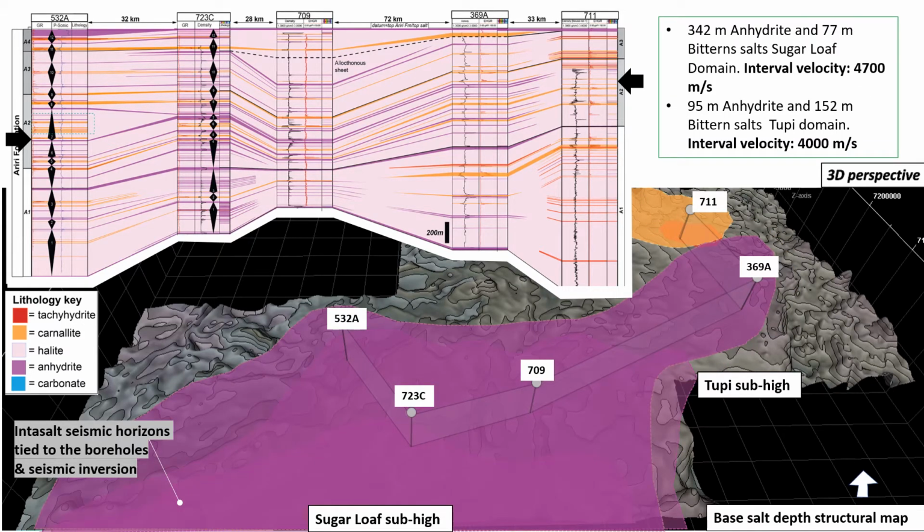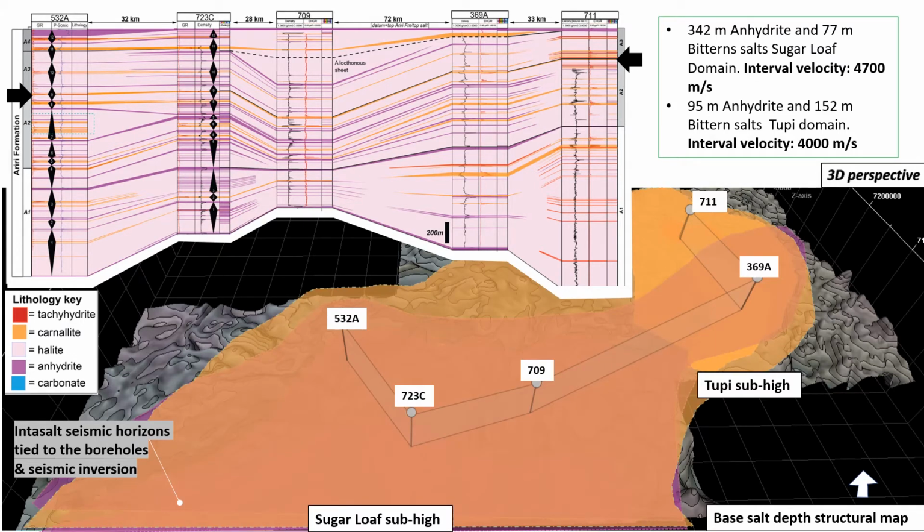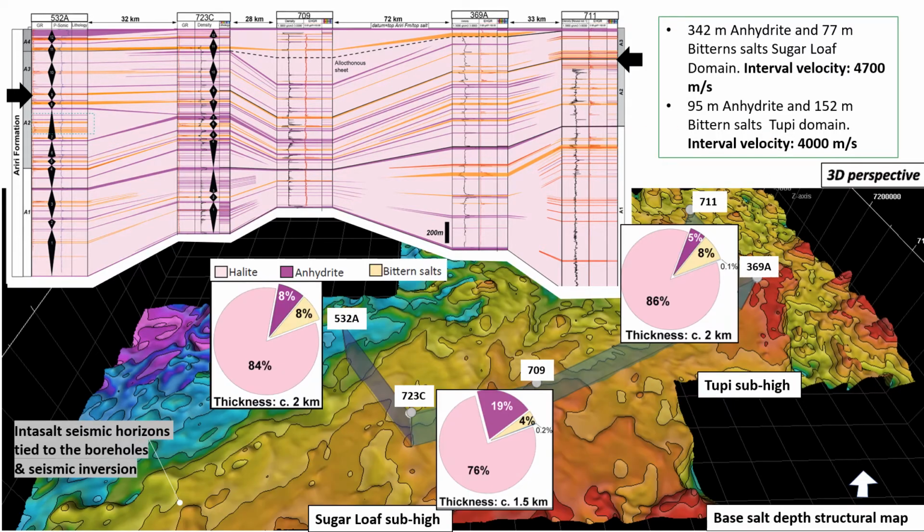For the middle intervals, thickness variations of the intrasalt are less evident, and the evaporite layers or anhydrites are more laterally extensive from the high towards the northern areas, as can be seen in this carnallite layer tied to the wells and covering most of the study area. Overall, we found thinner salt and higher proportions of anhydrite on the Sugarloaf subhigh, and thicker salt and higher proportions of carnallite on structurally lower areas and on the Topi subhigh to the north.